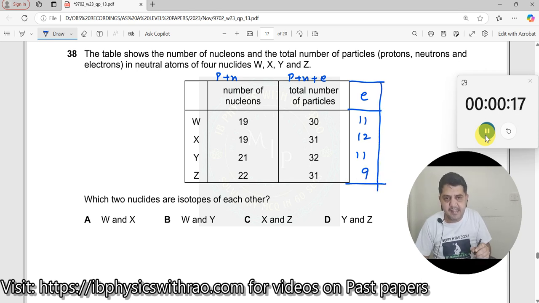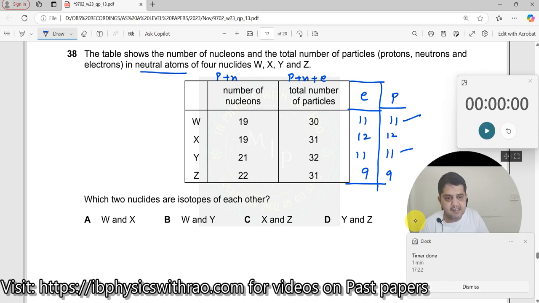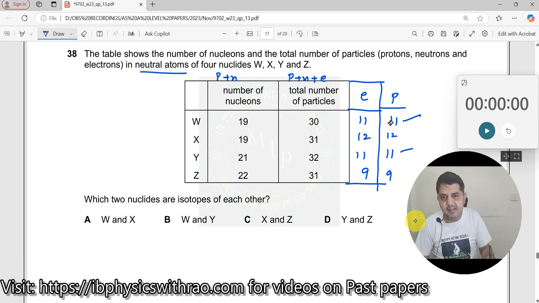Now this is the answer here. Yes, definitely. Because if I say that it is a nuclide of neutral atoms, that means number of electrons should be equal to number of protons. Which means this also has number 11. This also has 11 over here. But this has 12 protons and this has 9 protons. So which means that in these cases, if something is varying, it can only be the neutrons.